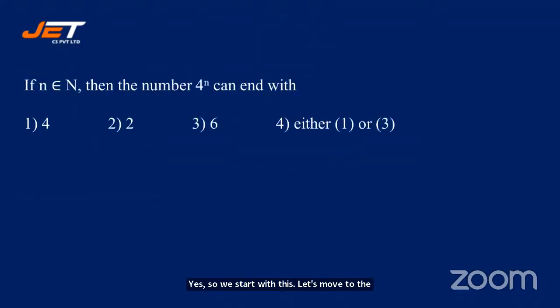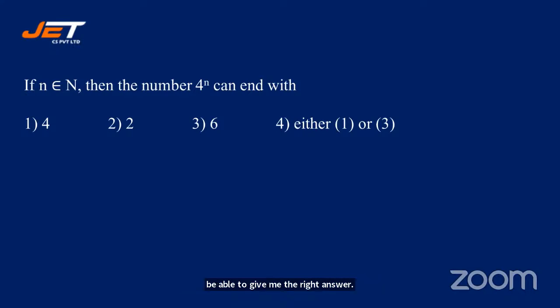If n belongs to N, then the number 4 power n can end with dash. Is it 4? Is it 2? Is it 6? Or is it either 1 or 3? Yes. So quickly understand this and give me the correct answer. You can just put if n is equal to 1, if n is equal to 2, if n is equal to 3. All right. So I think with this, you'll be able to give me the right answer.